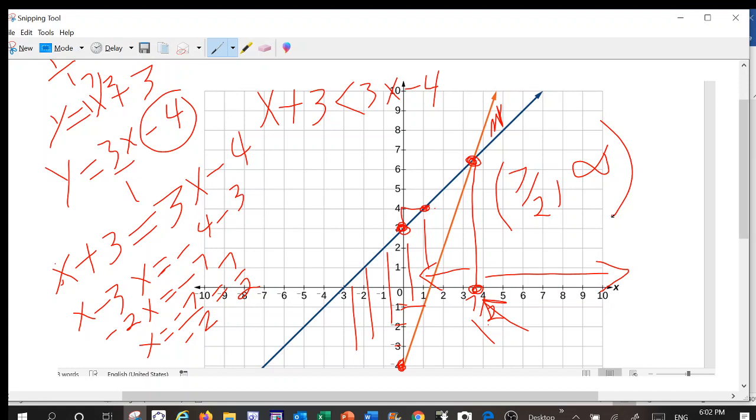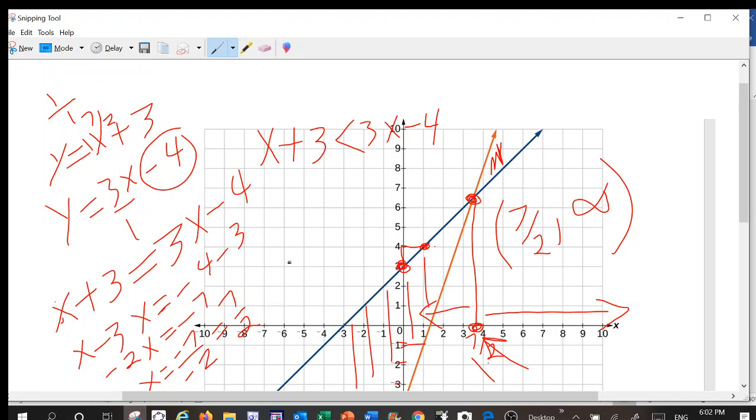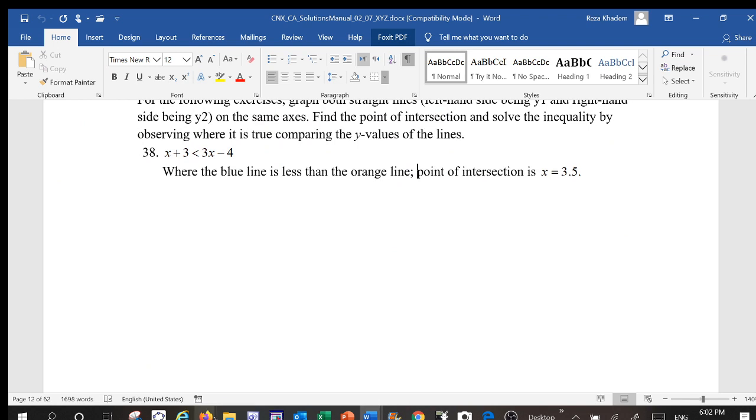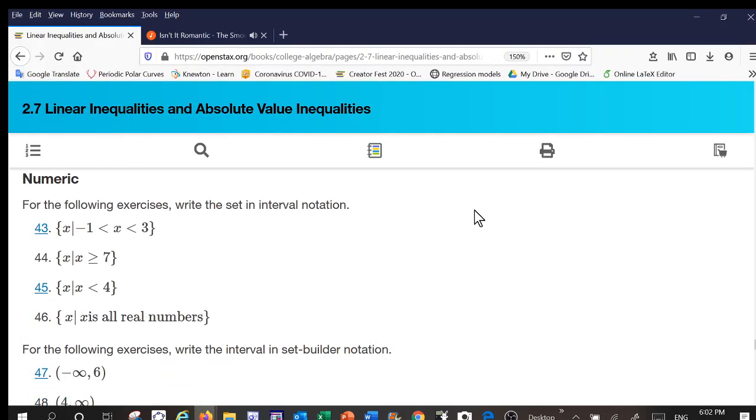So that's the way we do it by graphing. But of course, we knew the solution. The solution is very easy to find, and we did it. You just move the x's to one side and isolate it, you get the solution. Alright, so that's what they mean by graphing it. And I think we are almost done here. Let's do a few of these.